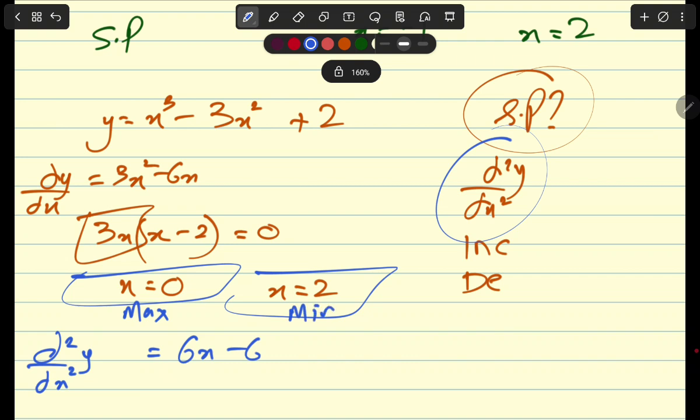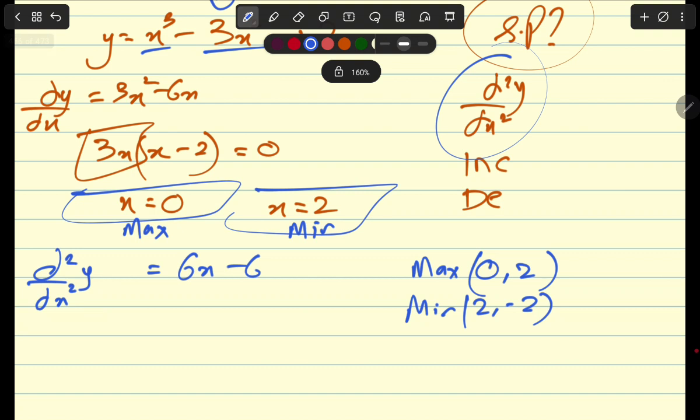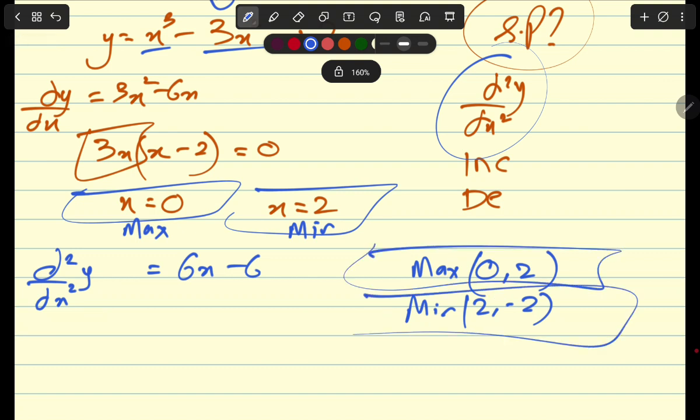And what are the corresponding y values at these stationary points? So this is a maximum at 0 comma what, and a minimum at 2 comma what. When I put 0 in here, this becomes 2. When I put 2 in here, this becomes 8 minus 12, which is minus 4, plus 2 is minus 2. So (0, 2) and (2, minus 2), this one is a maximum, this one is a minimum.